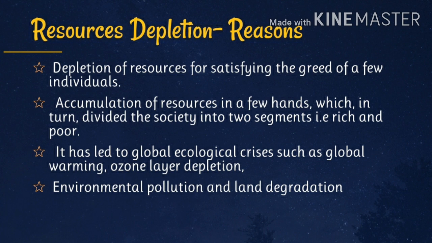The second one is accumulation of resources in a few hands. This is also like the first one. Here also, the resources are not shared with all the people. Here comes only the rich and poor. Thirdly, because of resource depletion, our global ecological balance is getting disturbed, which results in global warming, ozone layer depletion, environmental pollution, and land degradation.